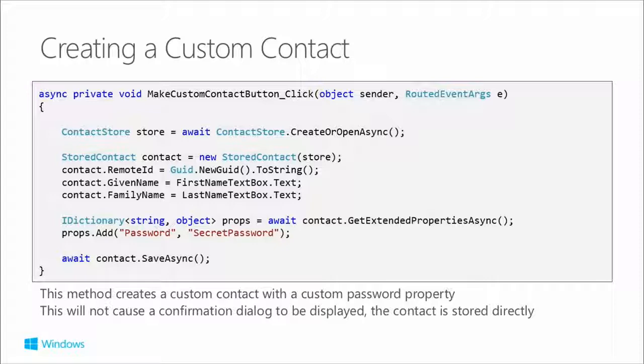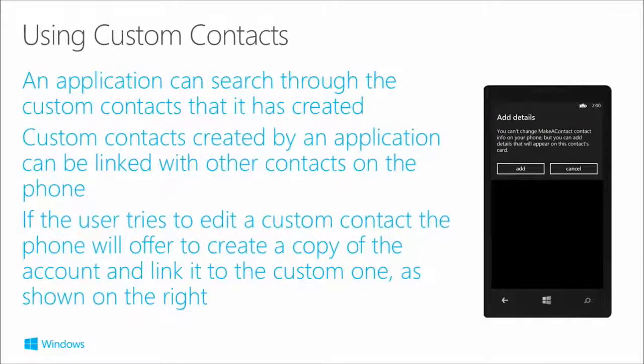And then you call contact.SaveAsync, and an application can search through it. Now, the interesting thing is that obviously the app can see its own contacts and can get them and can enumerate them and can change them.